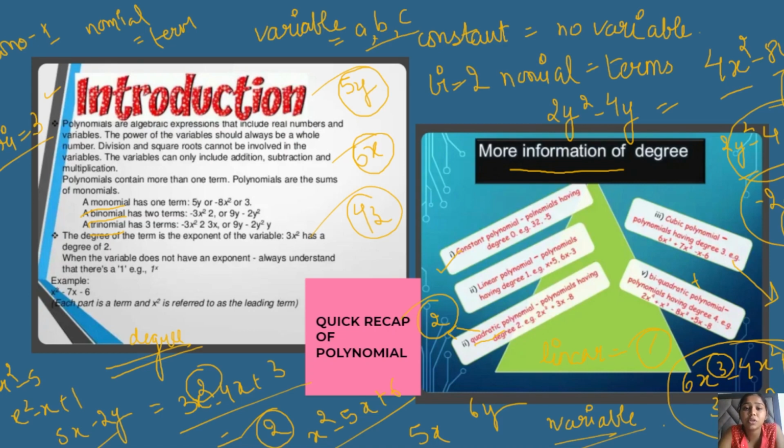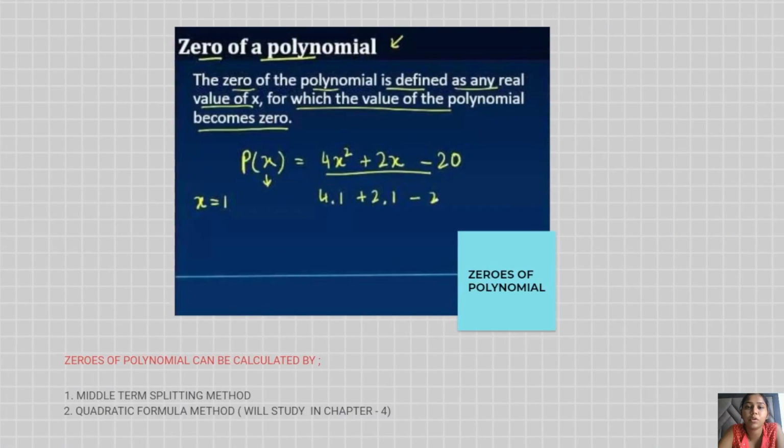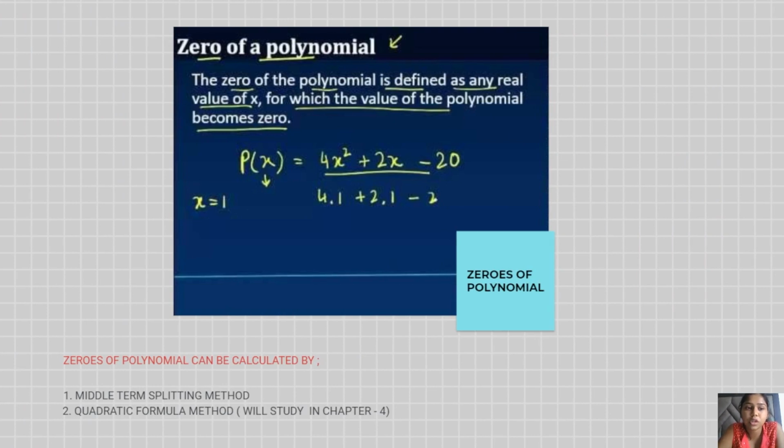These are the things that your people have to study and have to know to move forward with this chapter. So these are the basics that you should know. Now let's come to the main topic of this chapter, on which this whole chapter is made, that is the zero of polynomial.